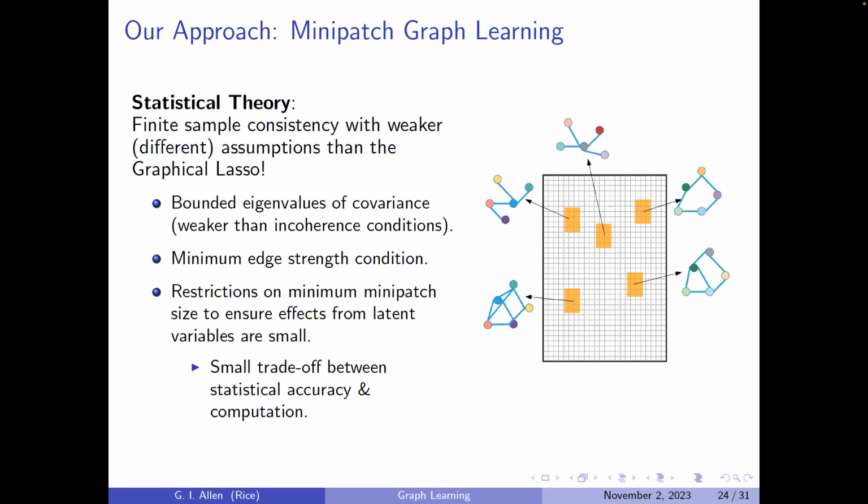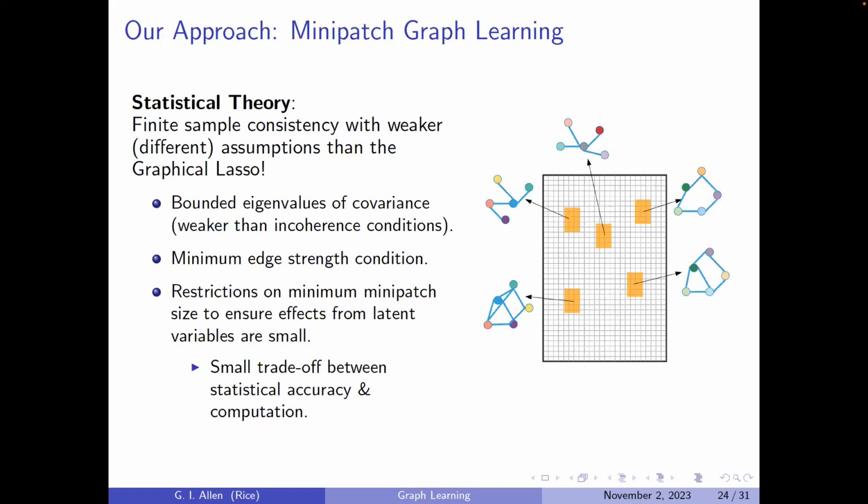As for the statistical theory, I'm not going into details here, but we're essentially leveraging the latent variable work we did with thresholding. So we need some of the same conditions. In the theory, what pops out is a small trade-off between computation and statistics. Specifically, the larger the mini patches are, the number of nodes in the mini patch, the more likely the assumptions are going to hold statistically so that we can get consistent graph estimates. But the larger they are, the larger the computational burden. So there's a sweet spot between computation and statistics.